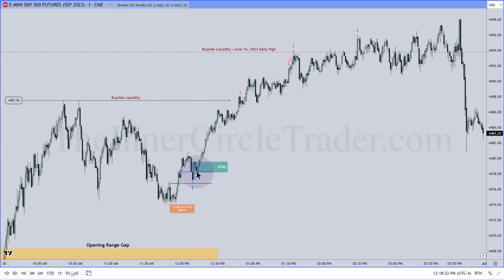The algorithm runs against that. It's not running against you. Okay? It's not looking for your order. It's going for where the large fund liquidity is. Or it's running for a higher time frame inefficiency, which is also conveniently allowing that algorithm to reprice against the buy side liquidity resting above June 16, 2023.